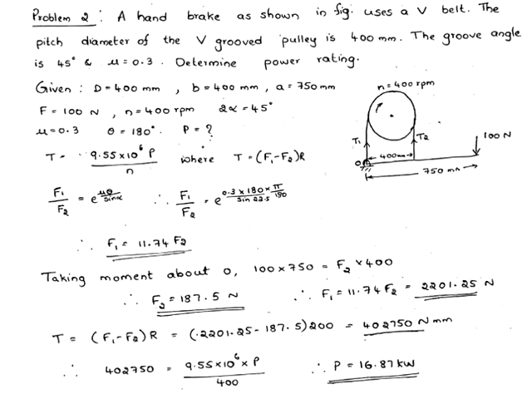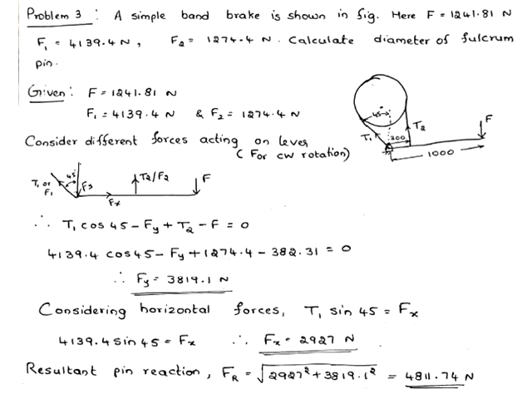One last problem. So you will be having last one more type of problem under simple band brake. We have to design, or we have to find out what is the diameter of fulcrum pin. So this diagram is given in question. F value is given.